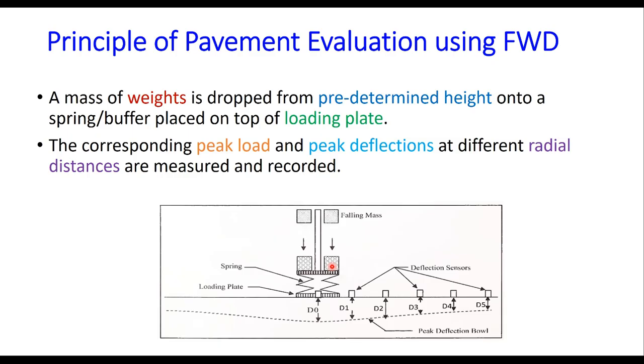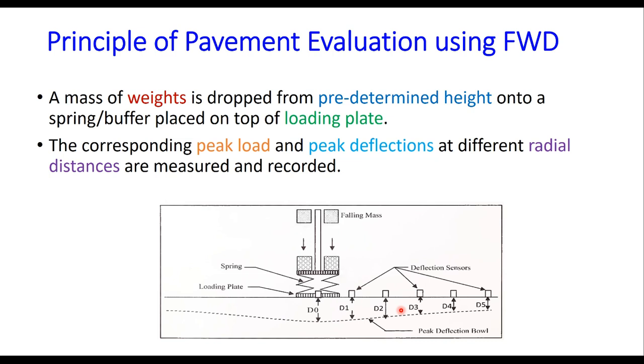Falling weight deflectometer is an impulse loading device in which a transient load is applied to the pavement by dropping a mass from a predetermined height on the pavement, and the corresponding peak load and peak deflections at different radial distances are measured.